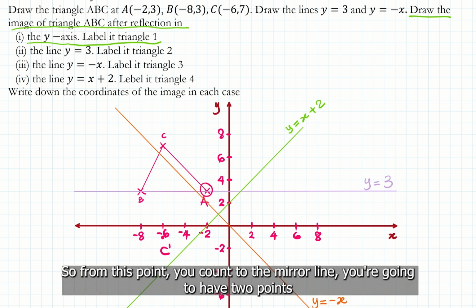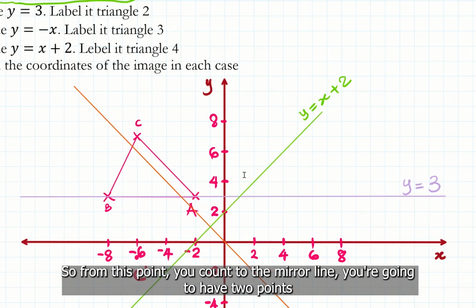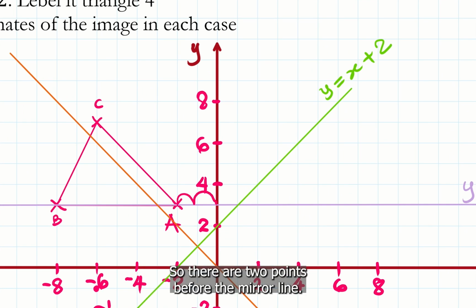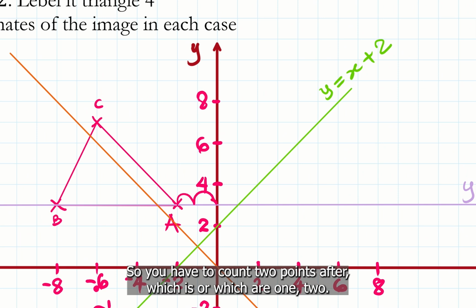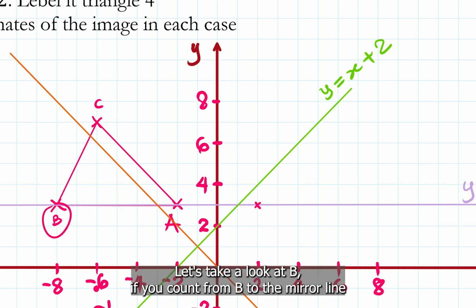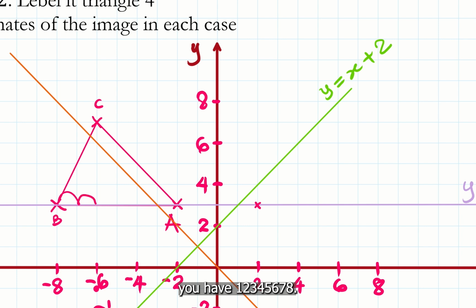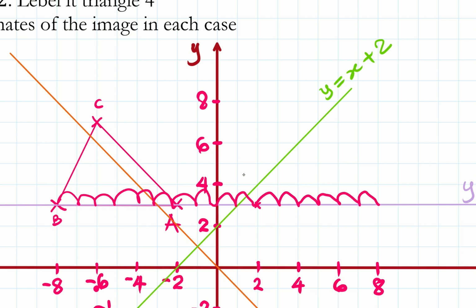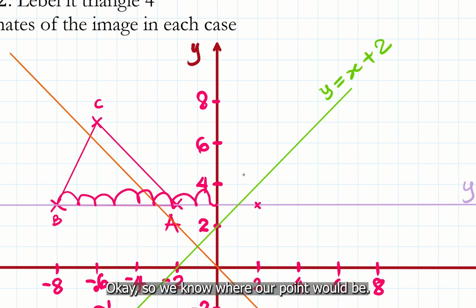So at this point, you count to the mirror line, you are going to have 2 points. Okay, so from this point here, if you count, you go 1, 2. So there are 2 points before the mirror line. So you have to count 2 points after, which are 1, 2. So our new point will be here. Let's take a look at B. If you count from B to the mirror line, you have 1, 2, 3, 4, 5, 6, 7, 8. Okay, so you count the same 8 after. Okay, so we know where our point will be.